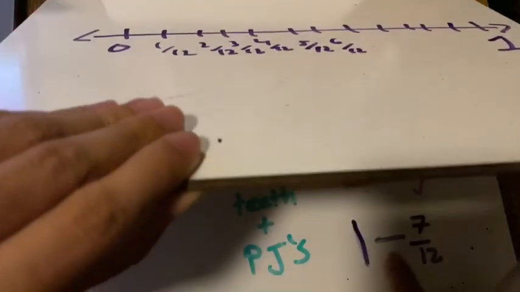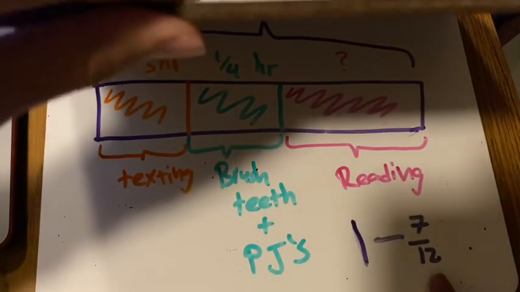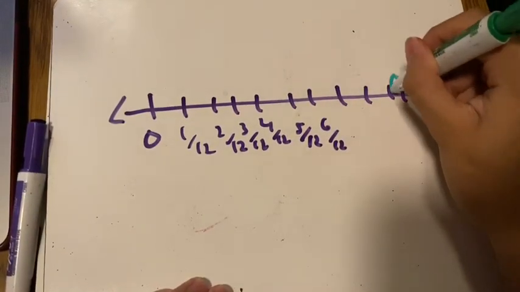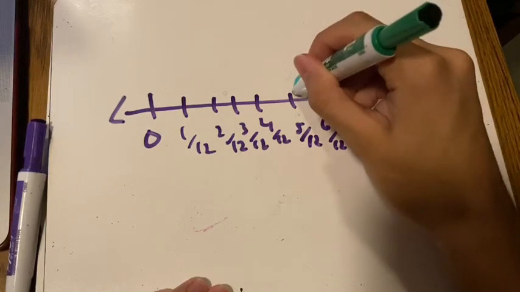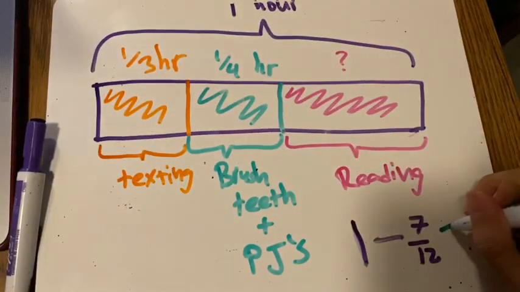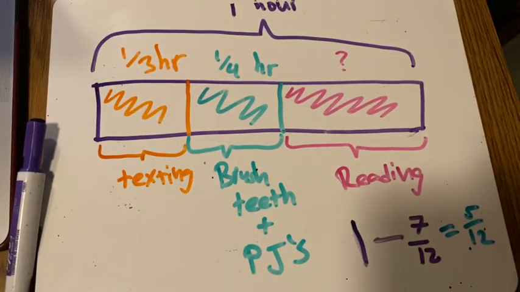I have 1 whole, I'm subtracting how much? 7 twelfths. So I have 1, 2, 3, 4, 5, 6, 7. My answer, everybody, 1 whole minus 7 twelfths is 5 twelfths, okay?